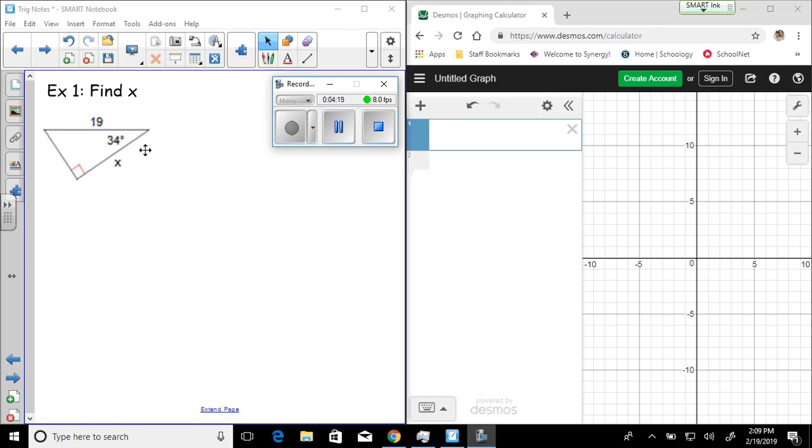What I want to do first is go ahead and label the triangle based off of the opposite, adjacent, hypotenuse. I already know that this side here is the hypotenuse because it's across from the right angle. And from the 34 degrees, I know that this side is the opposite. And I know that the side with the x on it is the adjacent. So before we get started, just make sure you go ahead and label the triangle.